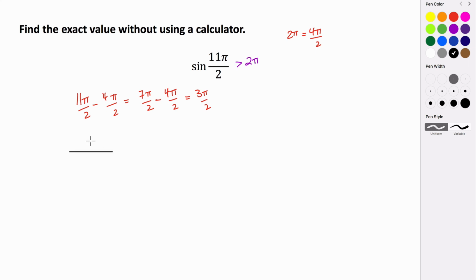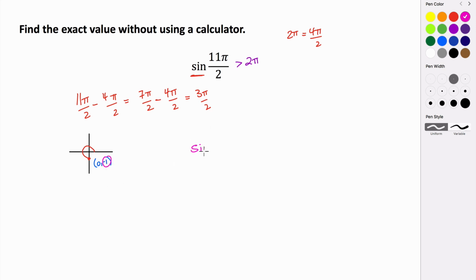So if we consider the unit circle, we know that 3 pi over 2 is on the negative y-axis. It is down here. This is 3 pi over 2. And we're trying to evaluate the sine. Now the ordered pair at 3 pi over 2 is (0, negative 1). The sine at 3 pi over 2 is just the y coordinate at 3 pi over 2, so it's going to be negative 1.